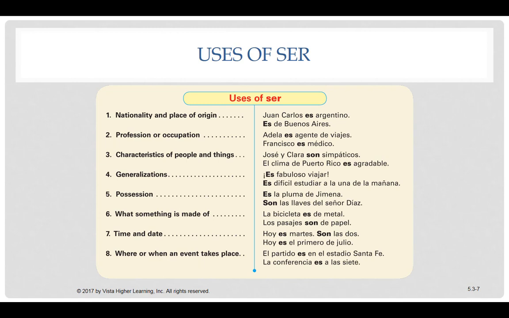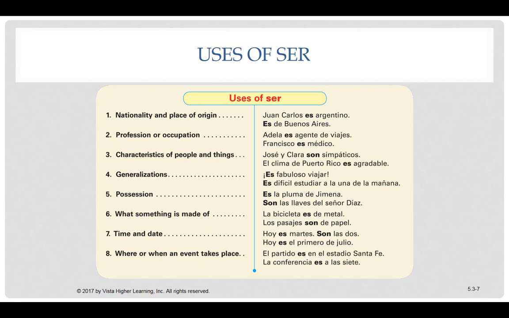Characteristics of people and things. José y Clara son simpáticos. El clima de Puerto Rico es agradable. José and Clara are nice. Puerto Rico's climate is pleasant.